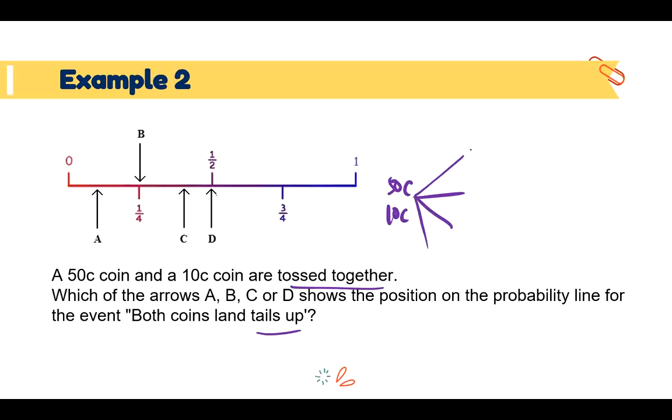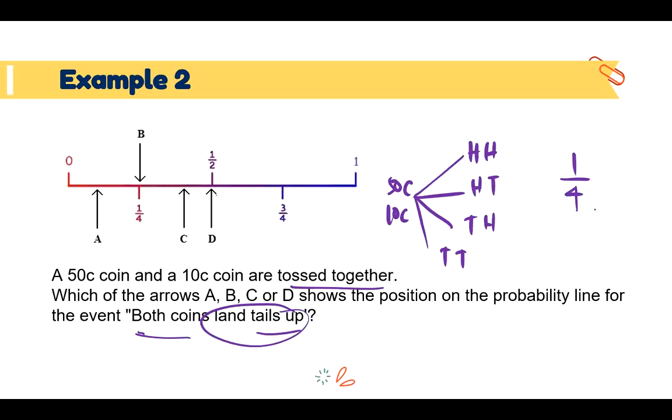Pwedeng pag-toss mo, both of them are heads, or either of them are head or tail or head. Pwede ang head mo si 50 cents, tapos ang tail si 10 centavos, or pwede naman ang tail mo si 50 centavos, tapos ang head mo si 10 centavos. Or pwede naman dalawa silang tail. Okay? Ngayon, ang tanong lang naman, both coins land tails up. So, kung makikita nyo, isa lang yung chance out of 4 na both the coins will be tossed together and it will land 2 tails. Okay?